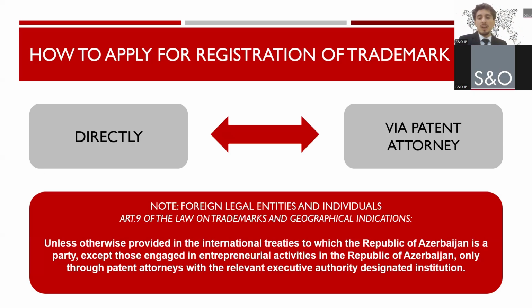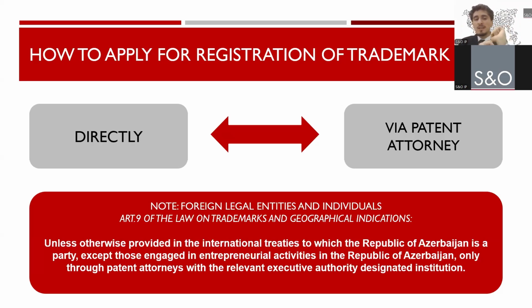And the question is how to apply for the registration of a trademark in Azerbaijan. We have two ways of doing this. Firstly, you can do it directly, online or at the office, by collecting your relevant documents and applying, or you can do it via a patent attorney assigned by COPAT, and this is your choice.